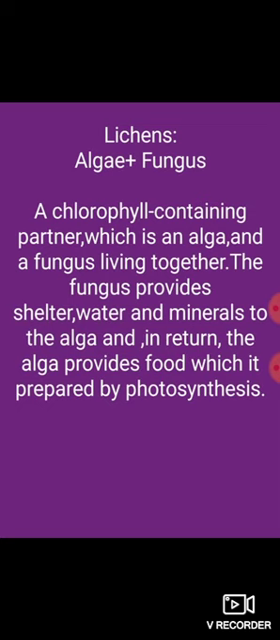Example, lichens. Algae plus fungus join together, which we call by the term lichens. A chlorophyll-containing partner, which is an alga. Algae have chlorophyll, so they can synthesize their food. And a fungus, which does not have chlorophyll and cannot synthesize its own food, living together is known as lichen. The fungus will provide shelter, water and minerals to the algae, and the algae will provide food prepared by photosynthesis to the fungus.